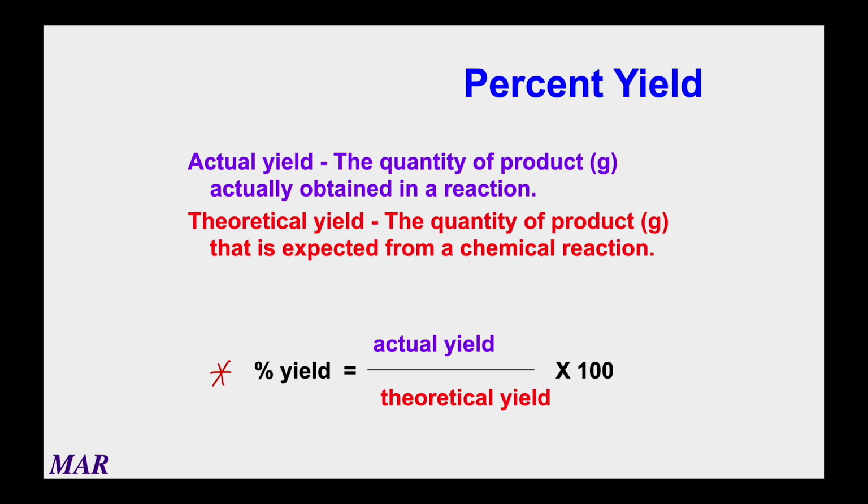On the top part is something you get from the experiment yourself, and it's called the actual yield. So you actually have to do the experiment to see how many grams you get out. So the actual yield, how much you actually get in an experiment, which you can't calculate, you have to do the experiment, divided by the theoretical yield, which is how much you should have gotten out, times 100%. So let's see how percent yield works.